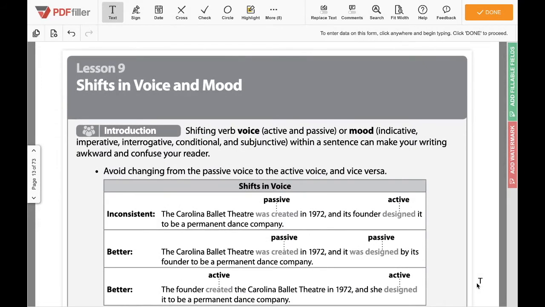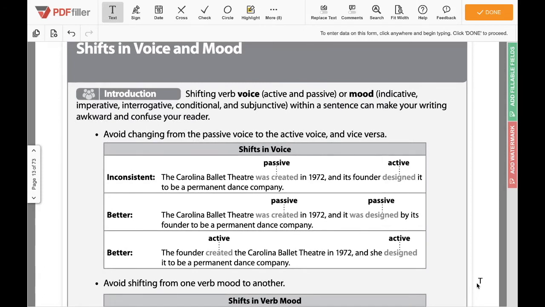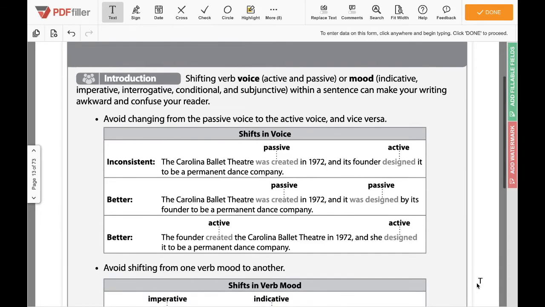So this sort of builds off the verb mood stuff we were just talking about. So shifts in voice and mood. Shifting verb voice, active and passive, which we talked about with the last packet, or mood, which is what we just finished talking about, indicative, imperative, interrogative, conditional, and subjunctive within a sentence can make your writing awkward and confuse the reader. So avoid changing from active to passive or passive to active.